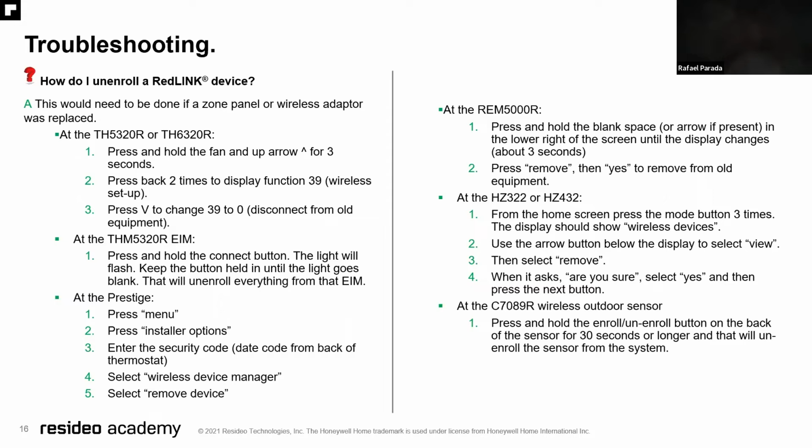And then for the outdoor sensor, the way to purge it or to unenroll it from all the connections the outdoor sensor may have is to press and hold the enroll/unenroll button on the back of the sensor for 30 seconds or a little bit longer, and that will actually purge the sensor out from the RedLINK connection.